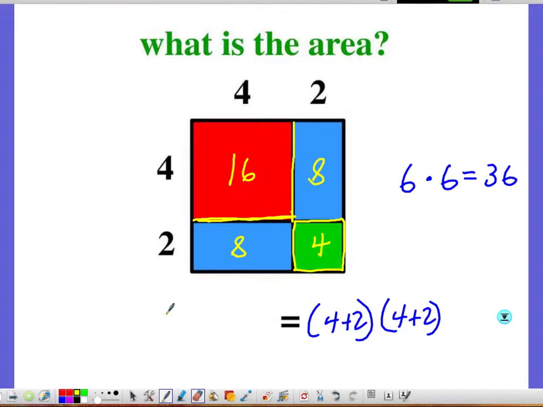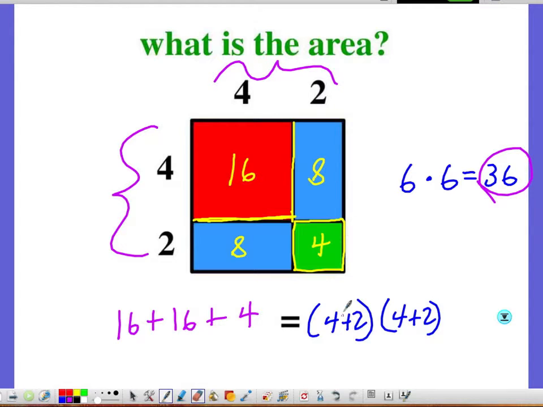Now, to find the area of the rectangular shape, we simply have to add the areas together. So we have 16. Notice that the blue areas are both the same. So 8 plus 8 is 16, plus the area of the green shape, which is 4. When we add these together, 16 plus 16 gives me 32, plus 4 gives me 36. And so we can see that adding the individual areas together gives me the same area as multiplying the length and the width of the rectangular shape. So we both get 36 units.